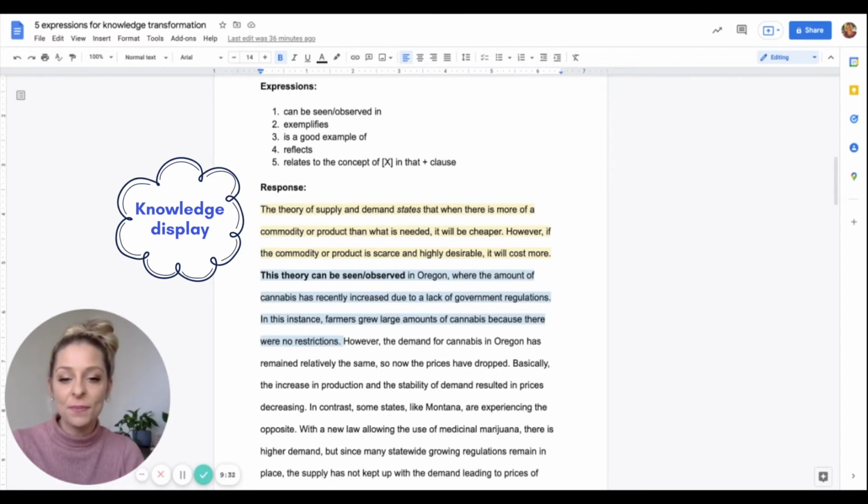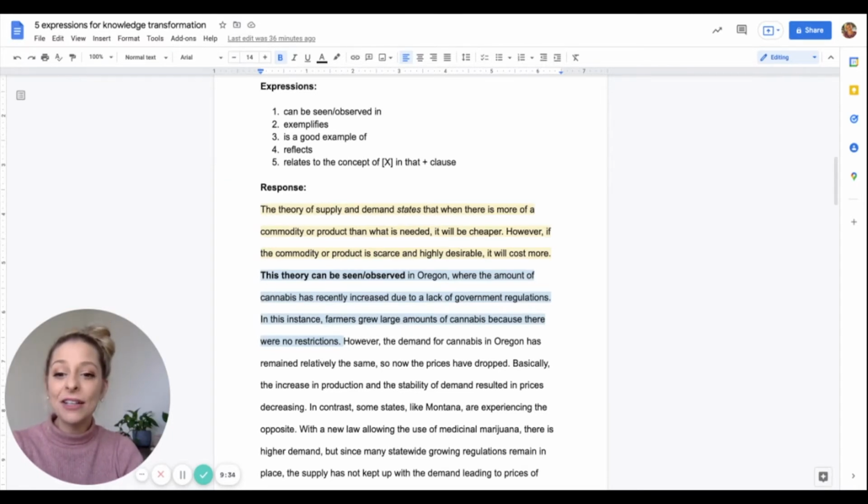So let's take a look at the blue part to see how we move from knowledge display to knowledge transformation. It says, this theory can be seen or observed in Oregon, where the amount of cannabis has recently increased due to a lack of government regulations. In this instance, farmers grew large amounts of cannabis because there were no restrictions. So this blue part really gets us going into our example and the application of the key concept to our new situation. So let's take a look at our expressions and see how language can help us achieve knowledge transformation.